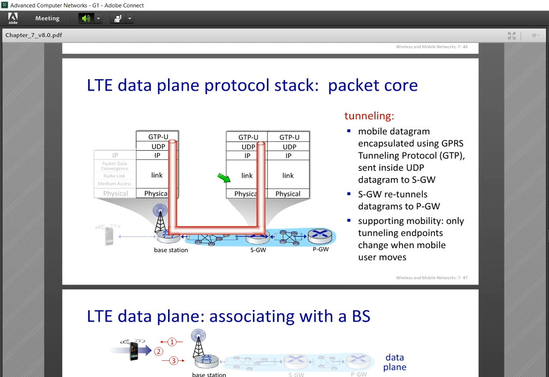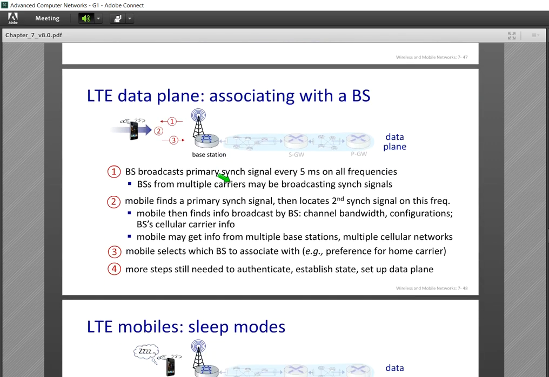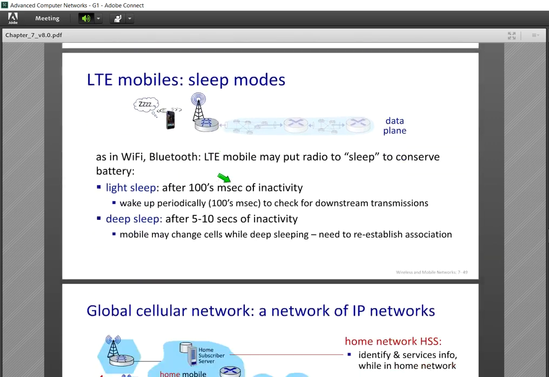However, when I'm using a tunneling technology, it's hard to change the endpoints of the tunnel. After setting the tunnel, I cannot change the destination easily. Okay.